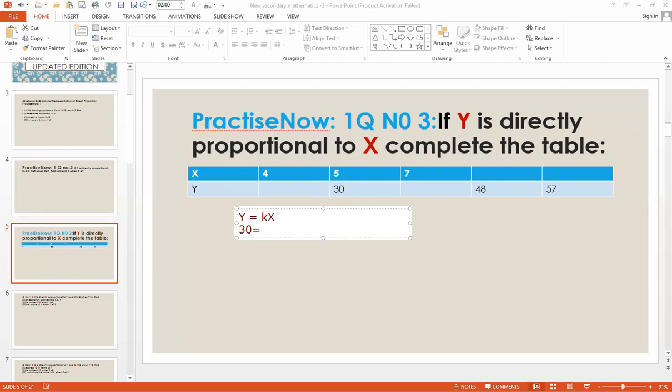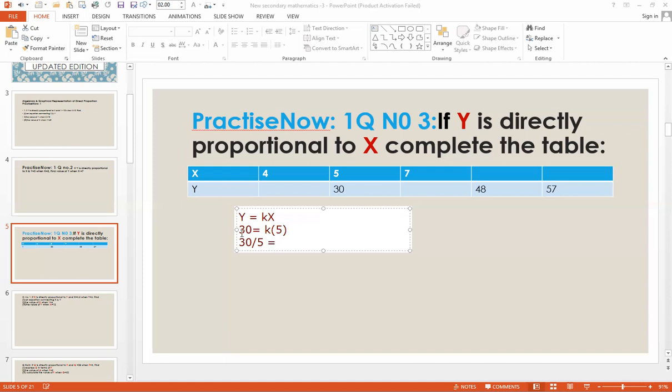30 is equal to k, and you have to put the value of x within a bracket, that is 5. Is it clear? Why do we choose the one where both values of x and y are given? Because we want to find the value of k. Because after getting this connecting equation of x and y, we are able to find the unknowns.